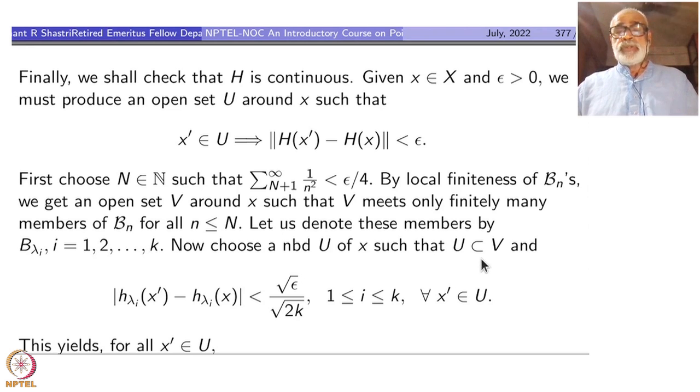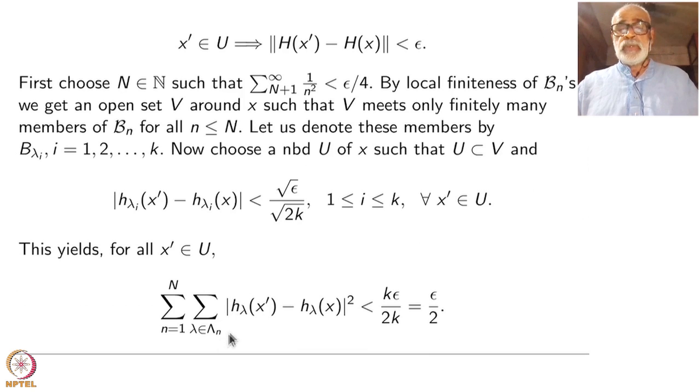Okay, for each of them choose neighborhoods and then take the intersection with V, you will get a subset U contained inside V for which all these inequalities will be true for all points x prime inside U. Okay, that is by continuity of each h lambda i, finitely many of them you can do. So this yields, for all x prime inside U, if you now take the summation n ranging from 1 to N and all points lambda inside lambda n, the modulus of h lambda of x prime minus h lambda of x, squared, will each be less than epsilon divided by 2k. How many are there? K of them. So it is k times epsilon divided by 2k, and that is nothing but epsilon by 2.